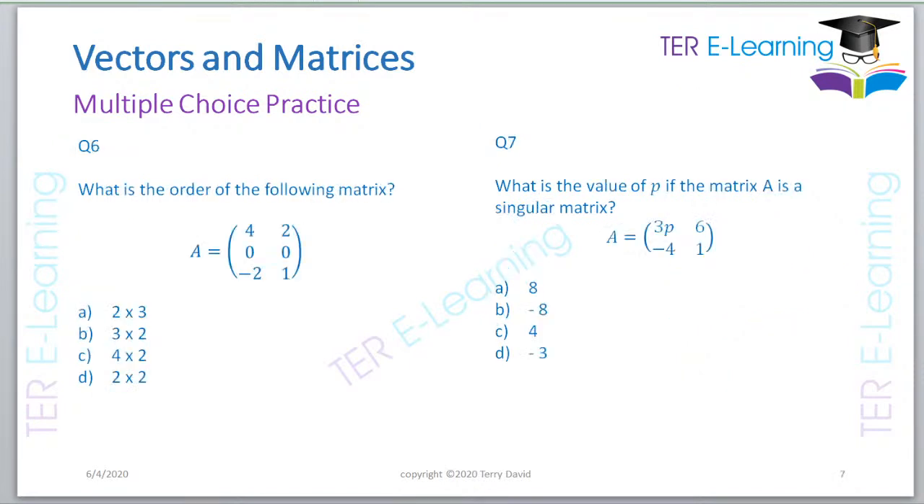Let's take a look at question 6 now. All right. So question 6, you've been given a matrix A and you are being asked what is the order of this matrix. All right. So what is the order of that matrix? So question 6.